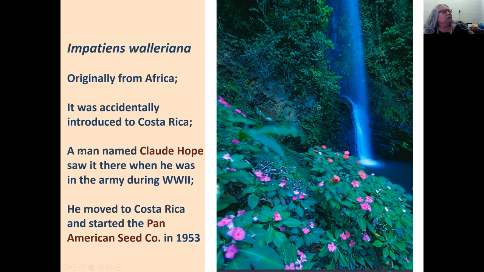During World War II, a man who worked for the USDA, Claude Hope, was drafted into the army and was supposed to build quinine plantations to help protect soldiers from malaria. This was a giant failure, but while he was in Costa Rica, he was quite entranced by this plant. And after the war, he came back to Costa Rica and started the Pan American Seed Company in 1953. This is now the Ball Seed Company.